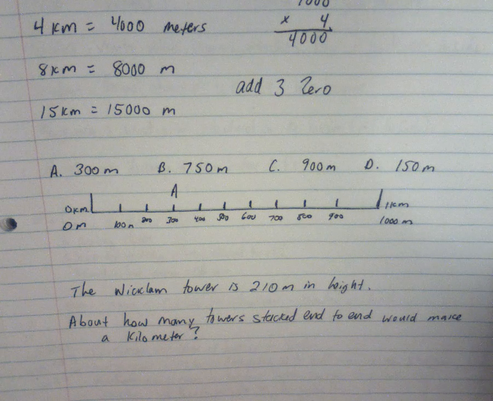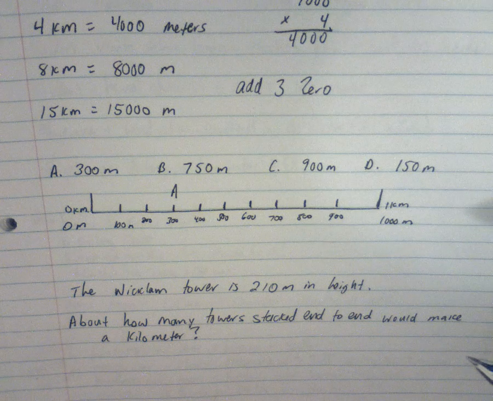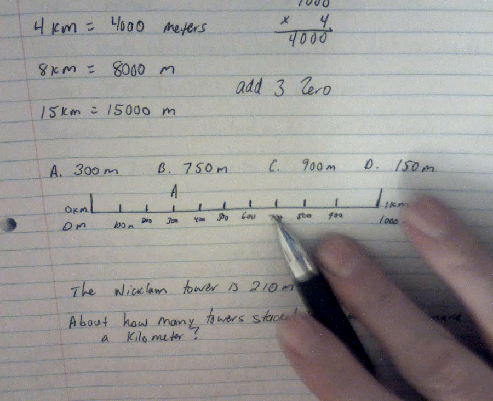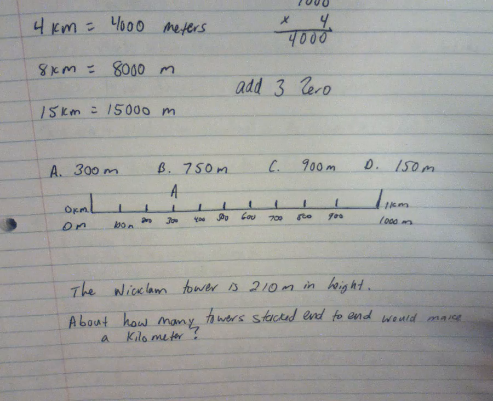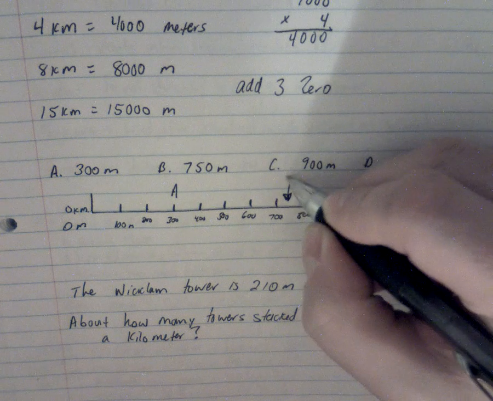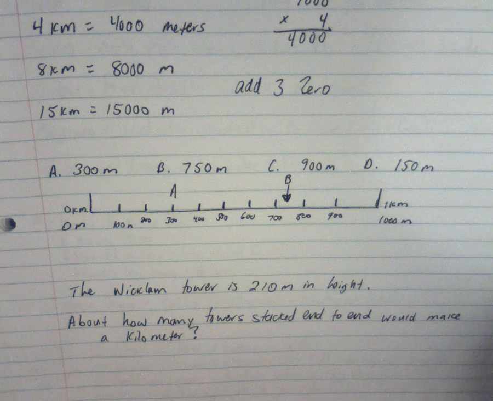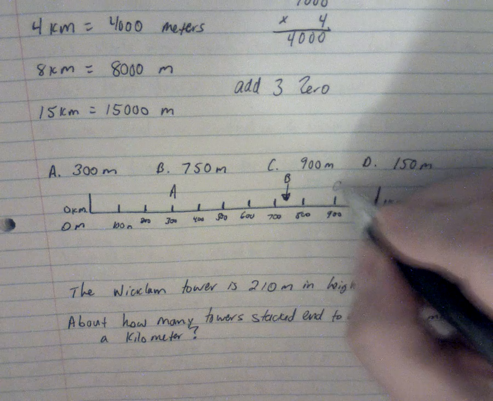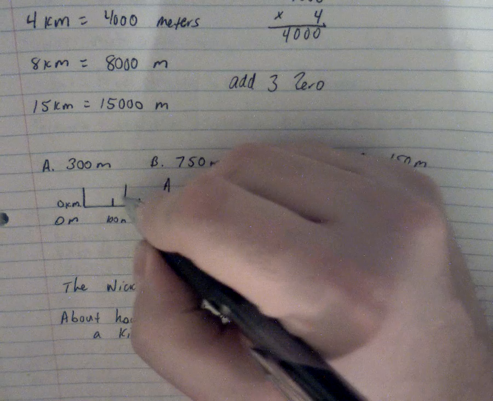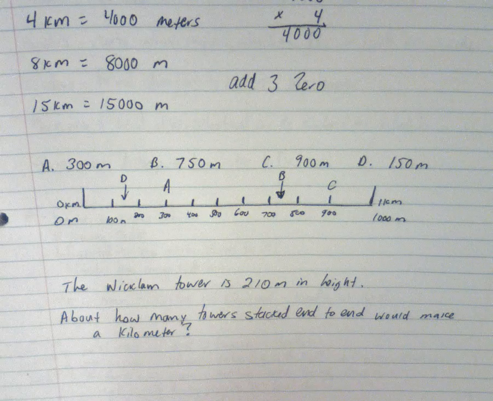Okay, it's pretty simple. You're going to see kilometers in your book, but if you change that to meters, it's going to be quite easy for you. So 750. Well, we have 700, we have 800. Where is 750? It is in the middle. So I can just put an arrow there and write B, because 750 is in between 700 and 800. 900 meters, pretty self-explanatory, okay? And 150 right down here, and that's D. All right, guys, that's all it is, we're just changing units, okay?